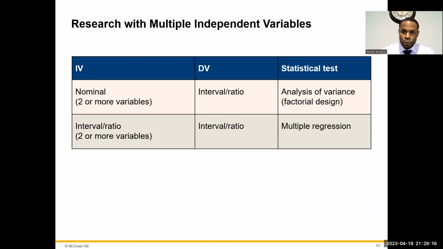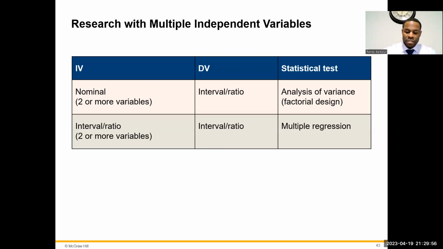Okay. And then the last two, you have, again, two or more variables that are nominal, and your DV is interval or ratio. Then you have analysis of variance. You can have a factorial design. And then the last one is when you have two or more variables that are interval or ratio, and then you have an interval ratio DV, that means you're going to have a multiple regression. You're making a prediction. So you have two variables that maybe vary at a particular level, and it affects the level of your DV. That's going to be your multiple regression. So again, you're going to use these tables to kind of get an idea of what your variables are.